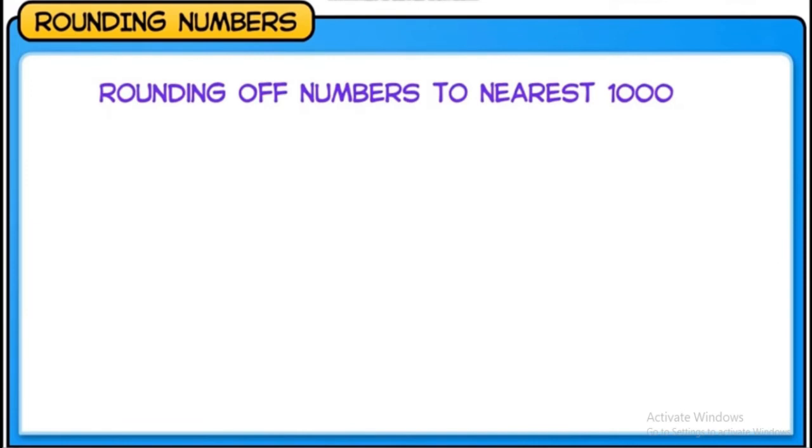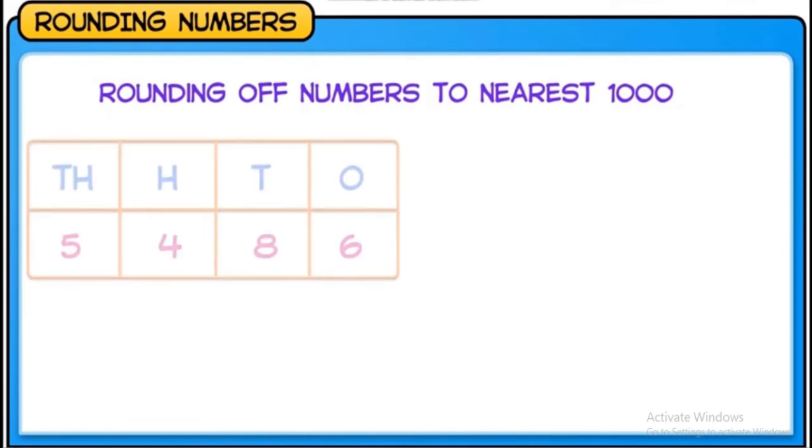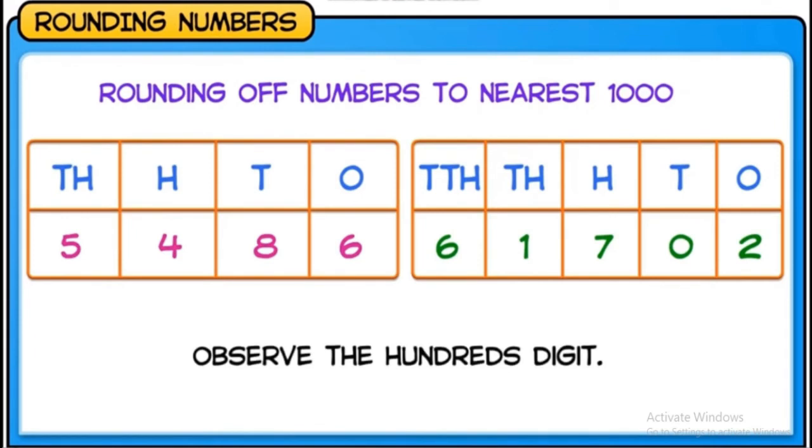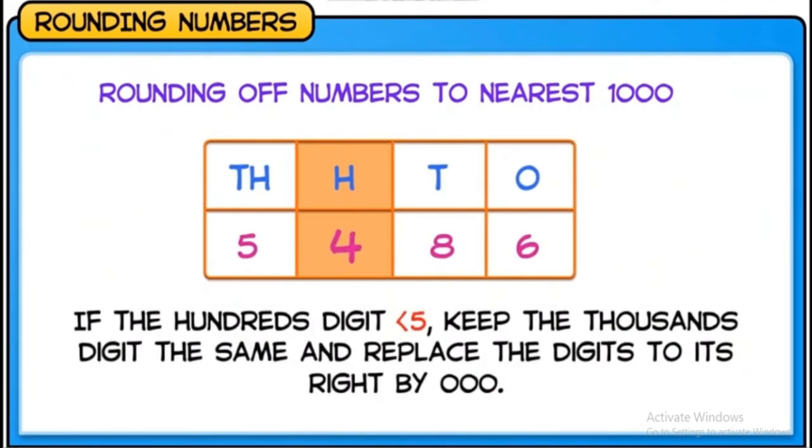Similarly, we can round off numbers to the nearest 1000. Consider these two numbers. To round off a number to the nearest thousand, look at the digit to its right, or the digit at the hundreds place. If the digit at the hundreds place is less than 5, keep the thousands digit the same and replace all the digits to its right by zeros. Thus, the number 5,486 rounded off to the nearest thousand is 5,000.